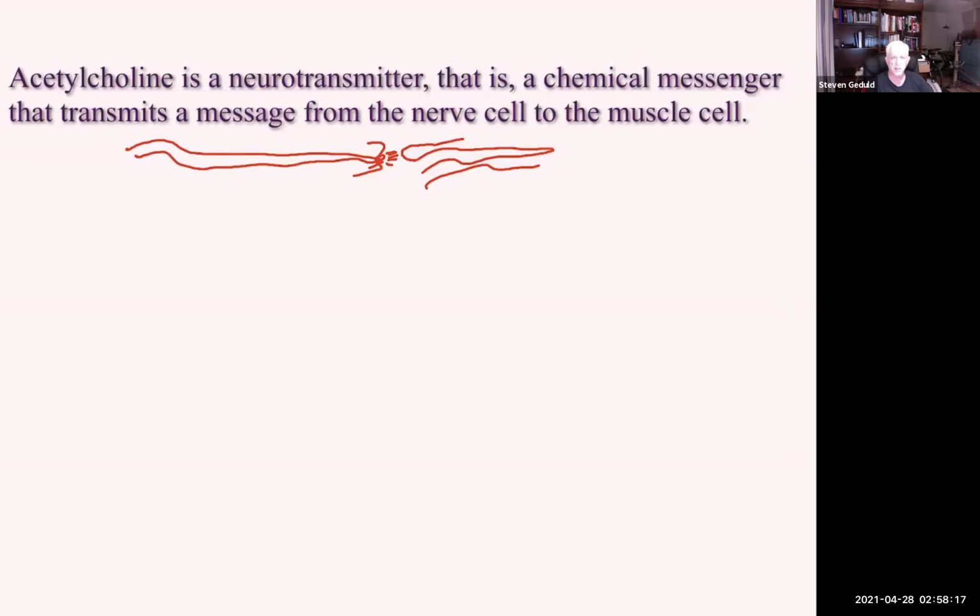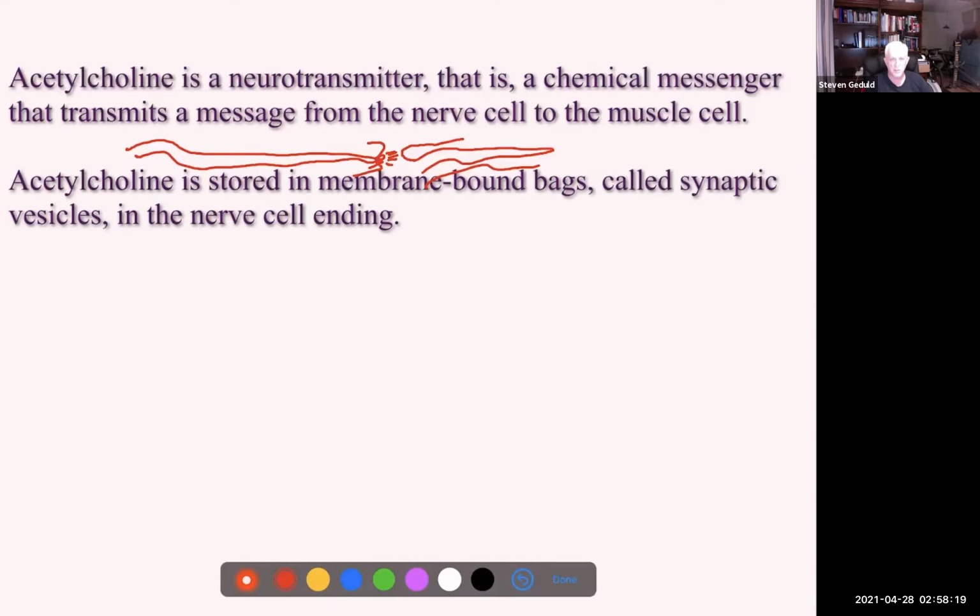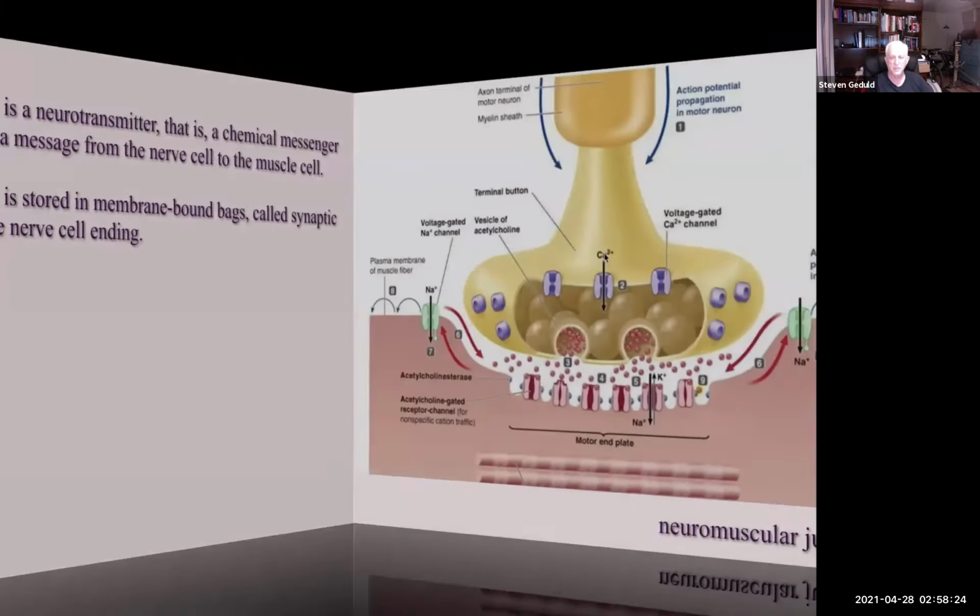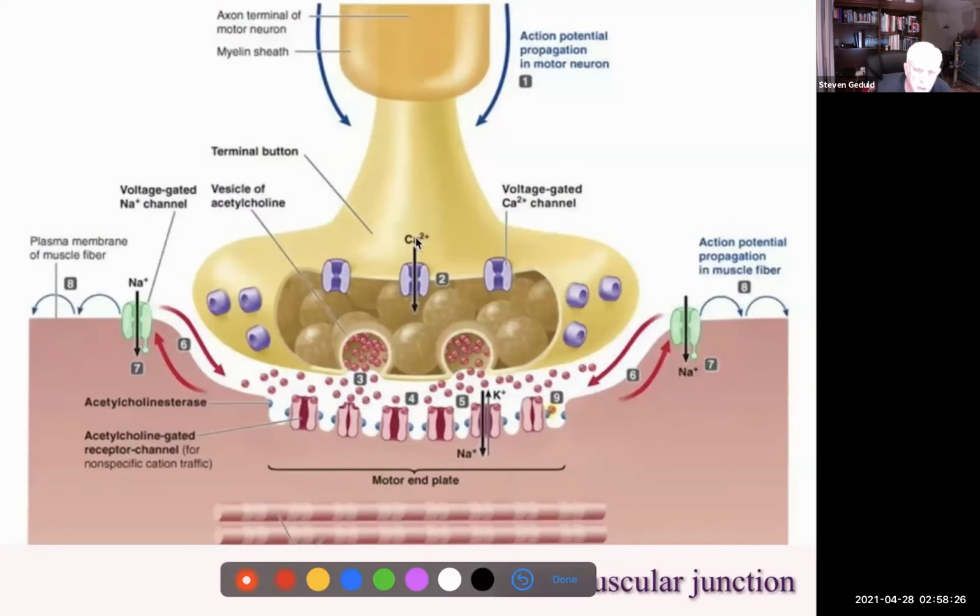And that's where acetylcholinesterase comes in. Acetylcholine is stored in membrane-bound bags called synaptic vesicles in the nerve ending. And it's probably a better picture than I can draw. But this is the nerve coming down here, and it releases acetylcholine from these little vesicles into this gap. This gap here is the neuromuscular junction. These receptors bind to the acetylcholine. Acetylcholine causes calcium to be released, and it causes the muscle here to contract, to shorten.